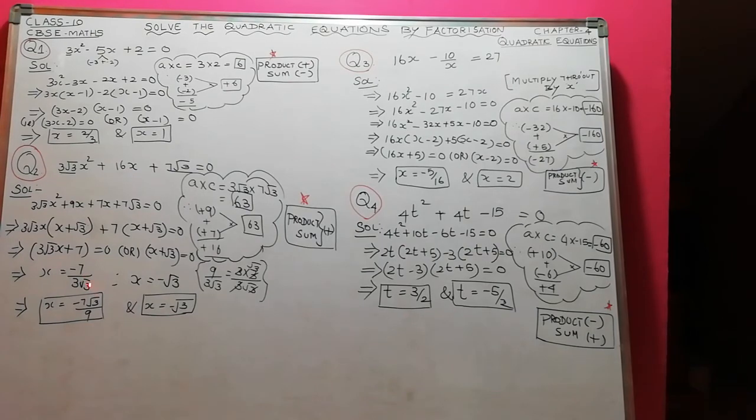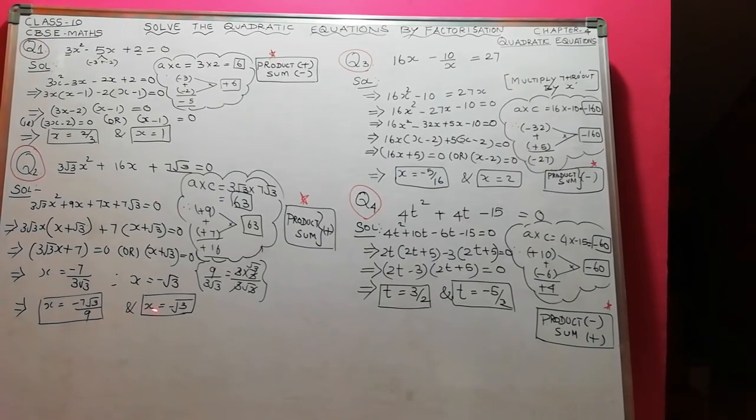So it's an irrational number, so we have to rationalize. We have to multiply both denominator and numerator by root 3. So it gives you the value x equal to minus 7 root 3 by 9 and x equal to minus root 3 are the solutions for the given equation. This is for the second type, that is when both product and sum are positive.